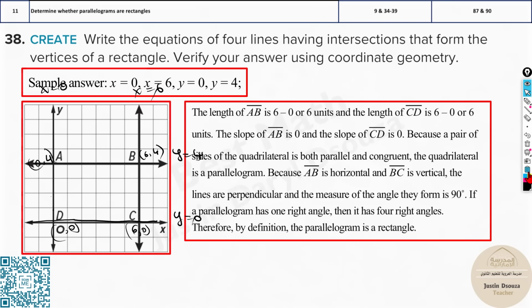I don't think such problems will come because you have to choose from the correct answer. They might give you this equation and then you have to just choose the correct answer. Here x is 0 and x is 6. Sorry, y is 0, y is 4, x is 0, x is 6.